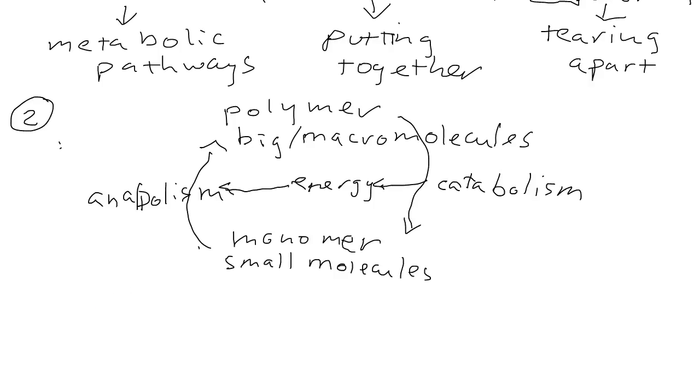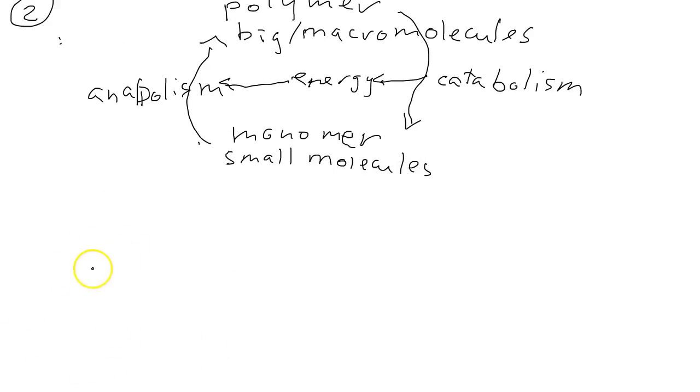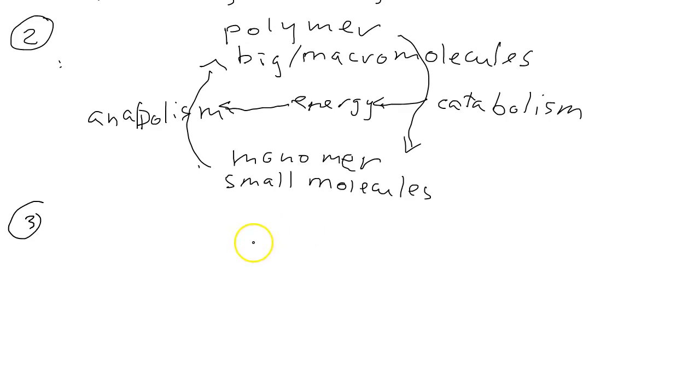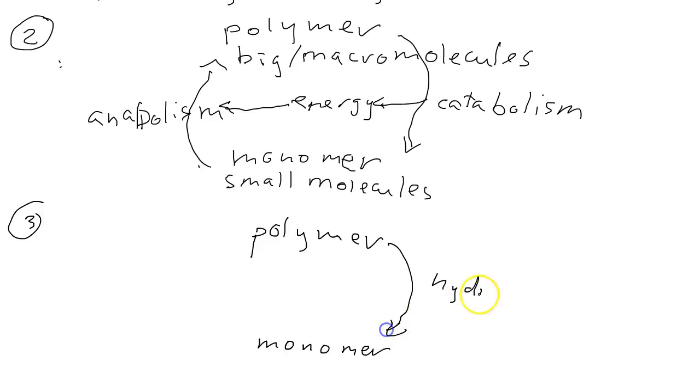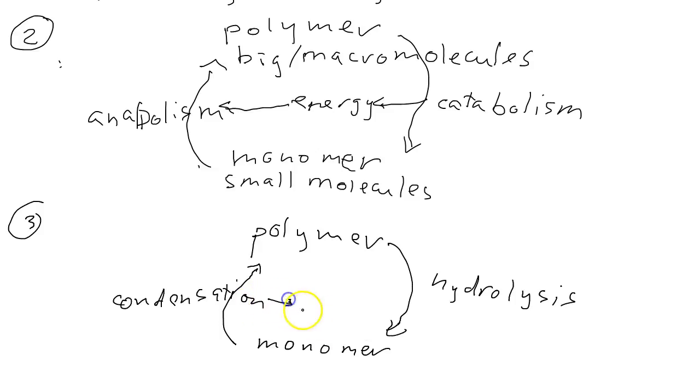Alright, so the third thing that you need to know is, well, the reaction that converts polymer into monomer is called hydrolysis. And the reaction that puts together the monomers into the polymer is called condensation. Well, the condensation reaction makes a molecule of water. So, as you might think in normal words, right? Whenever you make water, it's condensation. And then this water will also be used for hydrolysis.